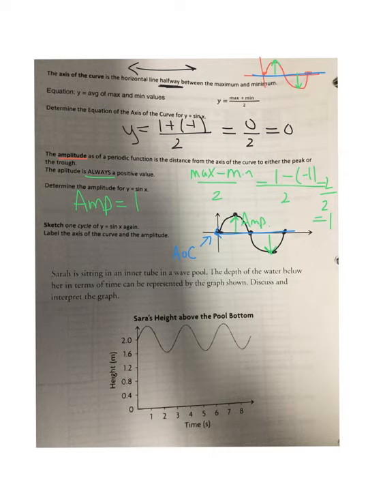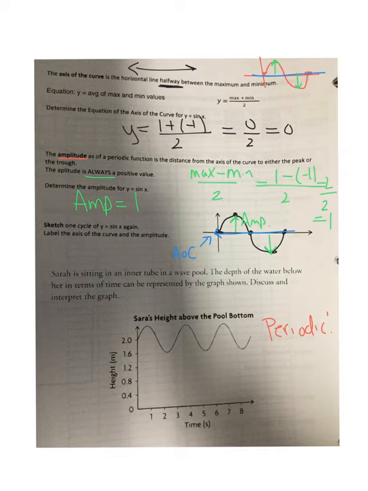Last question. Sarah is sitting in an inner tube in a wave pool. The depth of the water below her in terms of time can be represented by the graph shown. Discuss and interpret the graph. So right away, the first thing that I'm going to notice is that this is definitely periodic. I'm seeing the exact same pattern. It's hitting the exact same peaks and the exact same troughs.